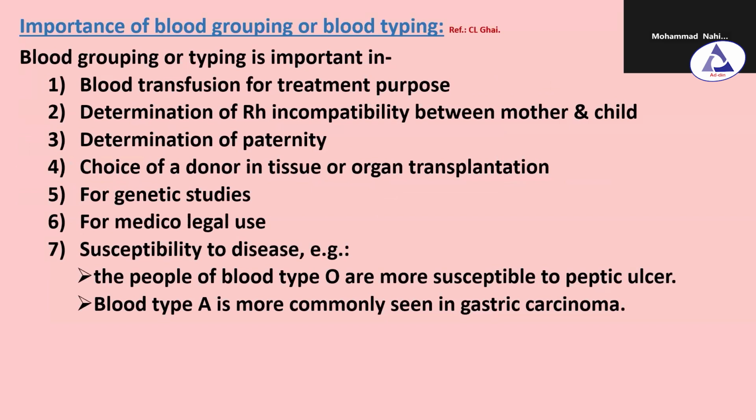Importance of blood grouping or blood typing. Blood grouping or typing is important. Number one, blood transfusion for treatment purpose; for the determination of Rh incompatibility between mother and child; determination of paternity, which is done by the MN blood group system; choice of a donor in tissue or organ transplantation; for genetic studies and for medico-legal use; susceptibility to disease, like the people of blood type O are more susceptible to peptic ulcer, and blood type A is more commonly seen in gastric carcinoma.